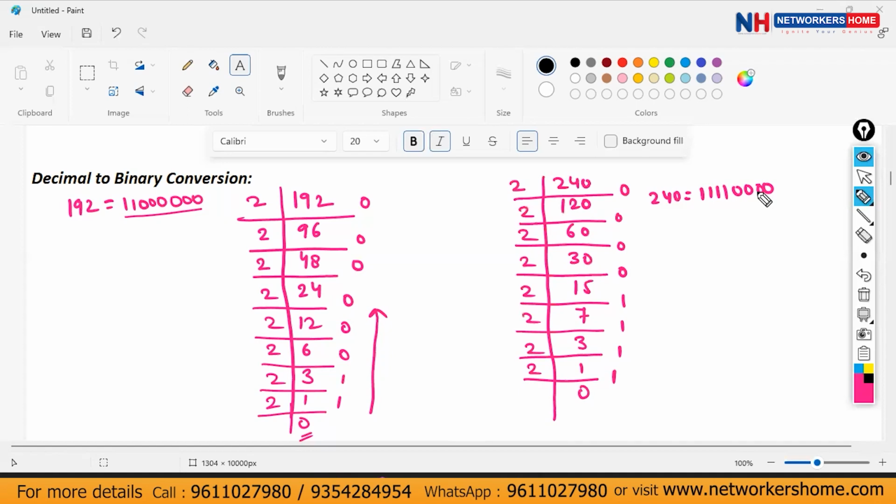So we can convert from decimal to binary. No problem. Clear to everyone, right? Online people, any doubts in this? All you have to do is write the remainders from bottom to top.